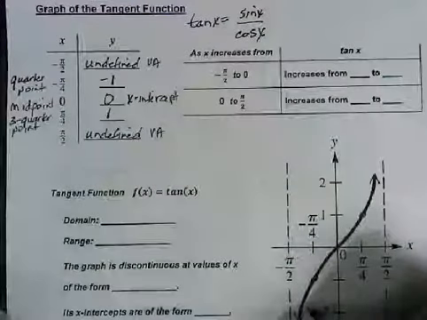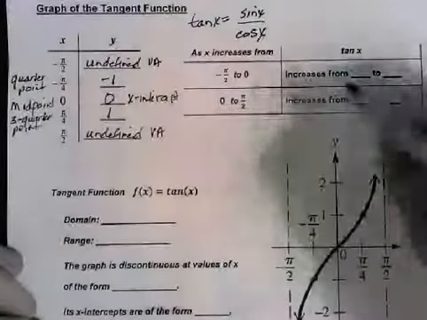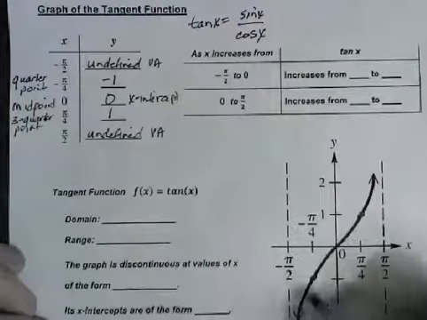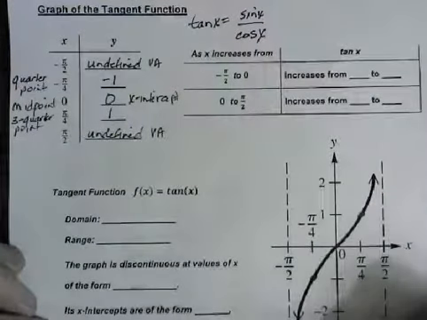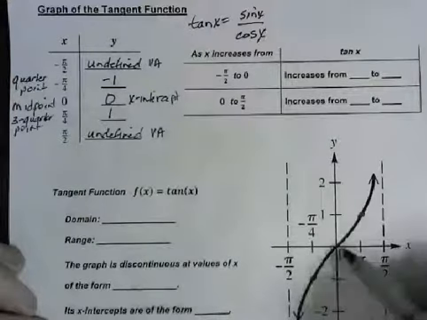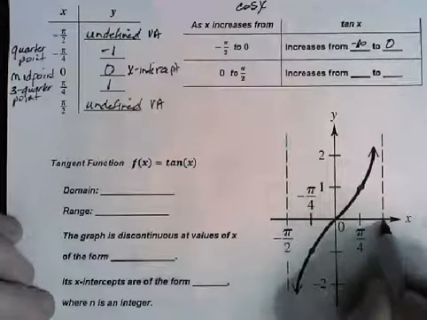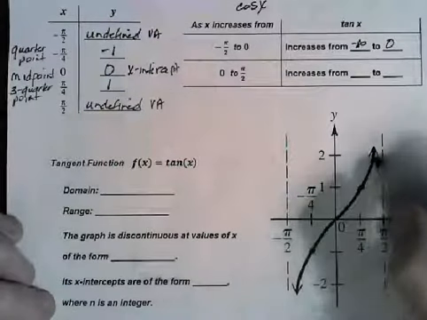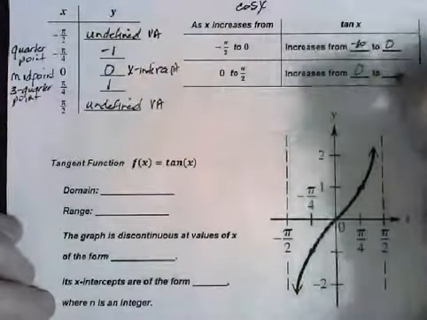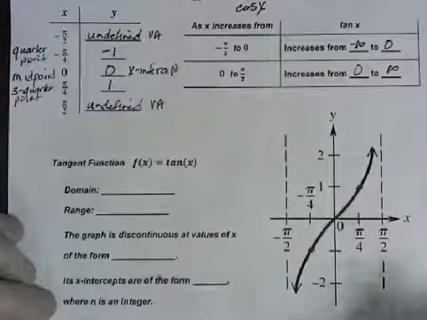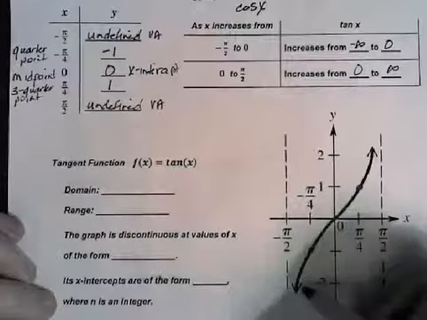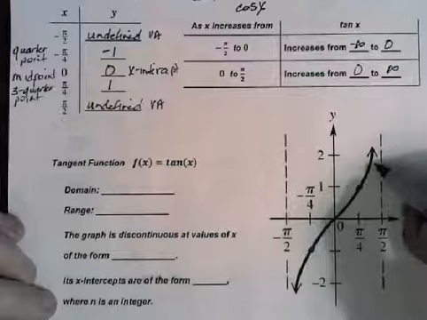Now let's look at what's happening to our graph of tangent. As x goes from negative pi over 2 to 0, our function values increase from negative infinity up to 0. And then as x goes from 0 to pi over 2, our function values just keep increasing from 0 up to positive infinity. That means that tangent of x is always increasing.